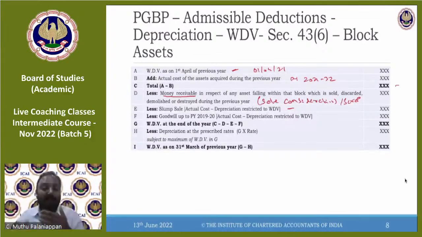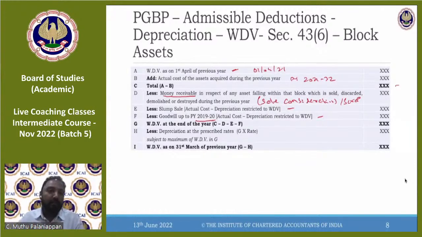Since that asset is also sold, I'm writing off that asset by actual cost minus depreciation. So whatever is the WDV of that particular asset, I am writing it off. Less goodwill. Since there is a new amendment saying goodwill is no more an intangible asset, whatever was the goodwill value till previous year 1920, that is actual cost minus depreciation, is also removed. So I'm removing 3 things. What 3 things? Money receivable as an asset, whatever is being sold, then the slump sale, which is also sold, and then goodwill, whatever is the goodwill sold up to previous year 1920. So all these three, you have to remove from the WDV. Your money receivable, your slump sale, your goodwill.